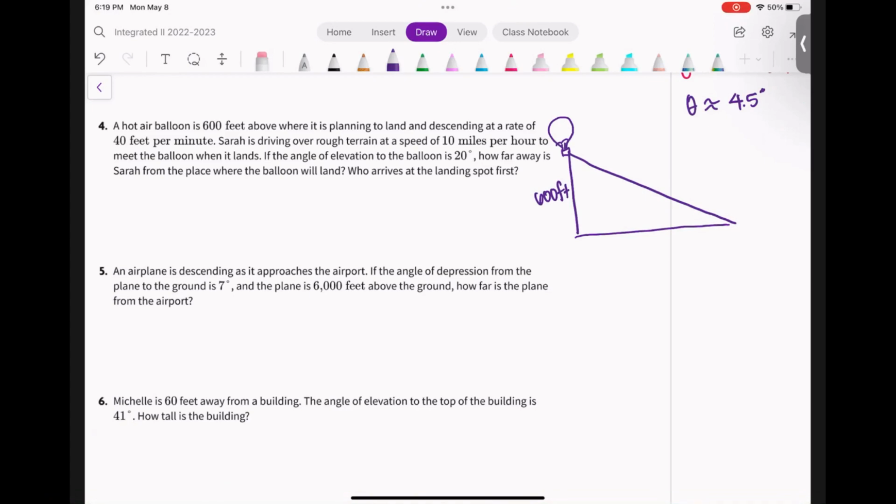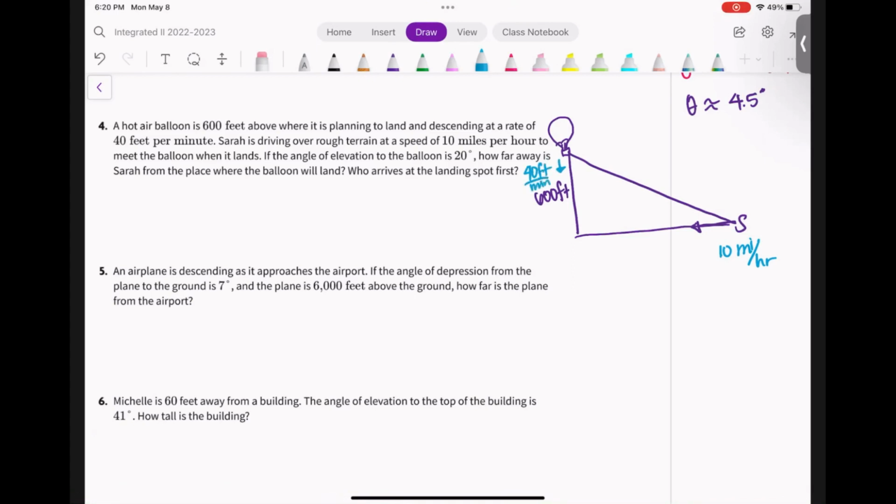Sarah is driving over rough terrain at a speed of 10 miles per hour to meet the balloon. So here's Sarah over here, maybe, and she's going this way. I'm going to write their speeds in a different color. So she's going 10 miles per hour, and the balloon is descending at 40 feet per minute. So it's going down at 40 feet per minute.